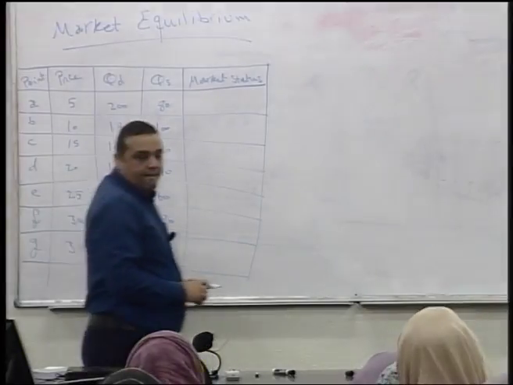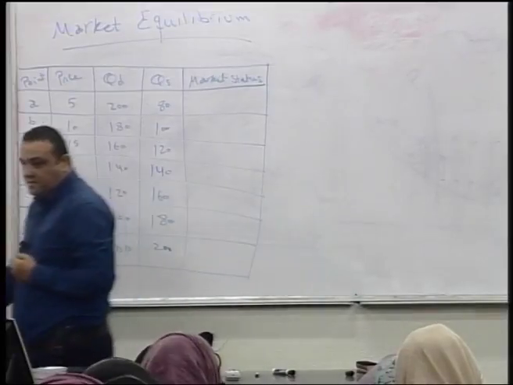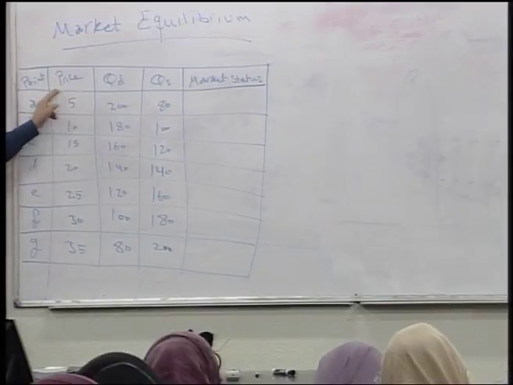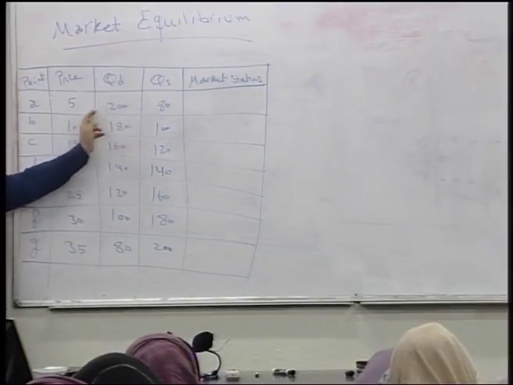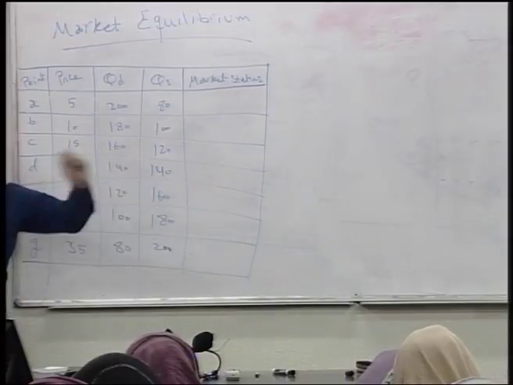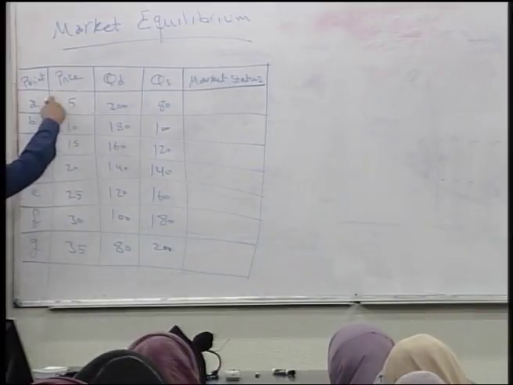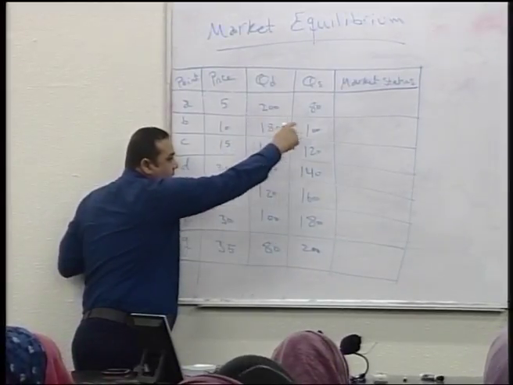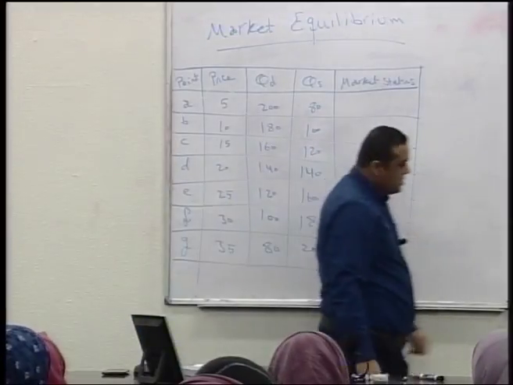In this table, we have different points, different prices, and different quantity demanded and quantity supplied. As you see, at point A, the price per unit was 5 shekels. The quantity purchased was 200, and the quantity sold or the quantity supplied was 80. As you see, as the price increases, the quantity demanded goes down, and the quantity supplied goes up. The same as the demand and supply theory says.